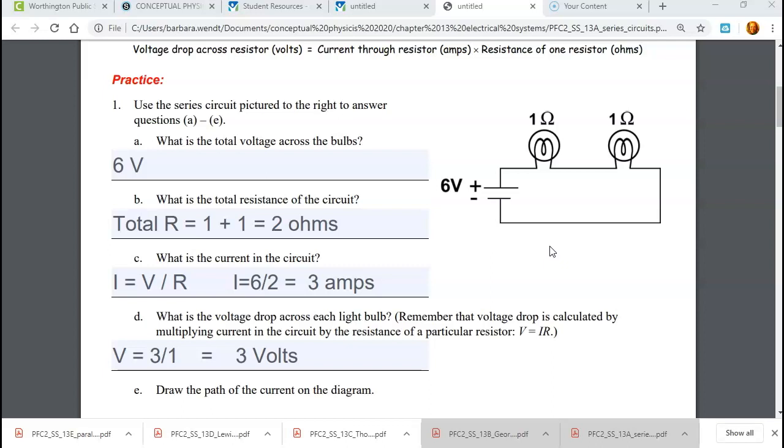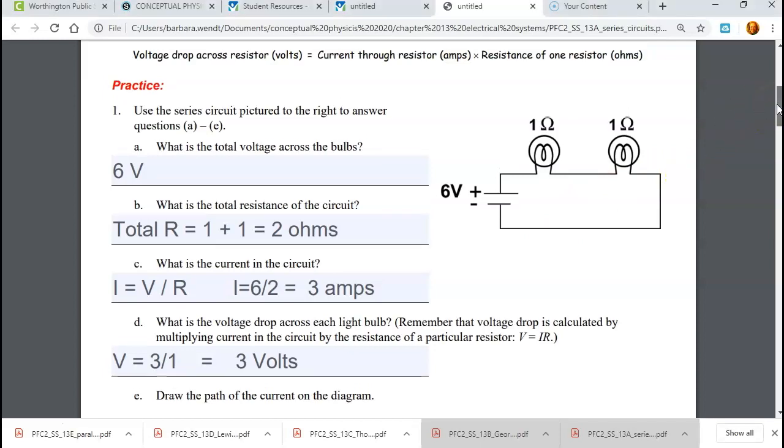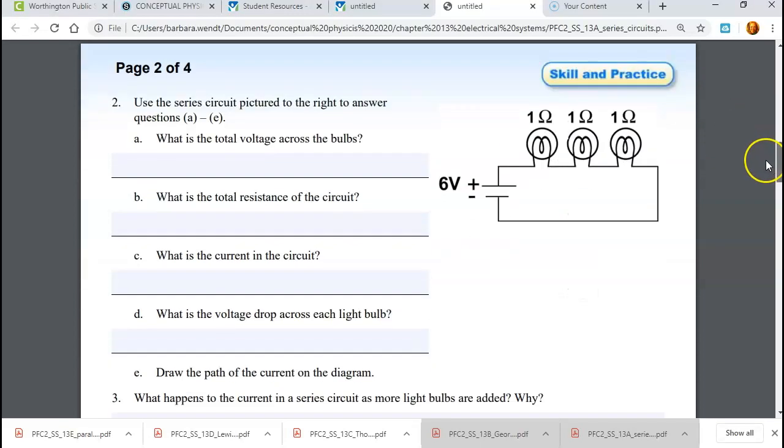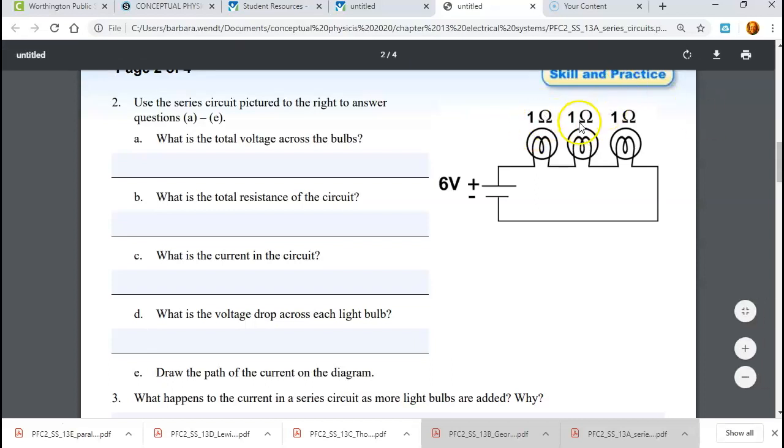All right, so here is a good model for how to do this first problem. The second problem is just like this, except it's going to add one more light bulb. Okay, so I'm going to leave that one for you to work through. Okay, so instead of a resistance of 2, we're going to have a resistance of 3. So you'll have the same idea for each problem, but now your resistance is 3, so that's going to change your numbers.